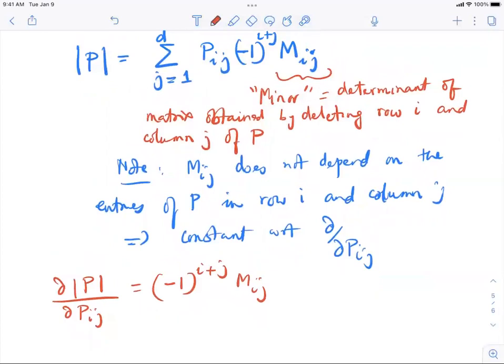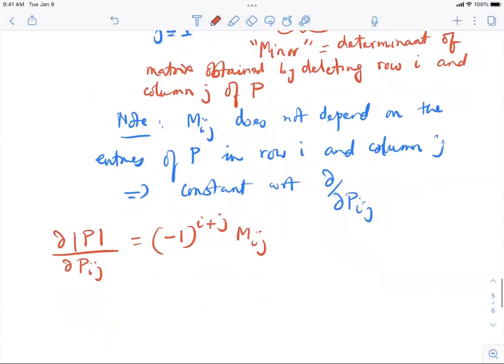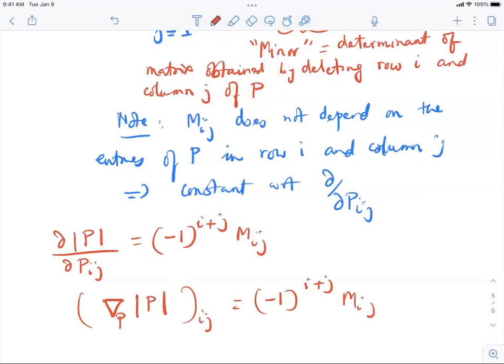For k not equal to j, those have partial derivative 0 with respect to this particular element, right? So what we have shown then is that this is the ijth entry of the gradient of the determinant of P with respect to P. So this is del P of the determinant of P, the ijth entry, which is (-1) to the i plus j times Mij. I'm just rewriting exactly the same thing, right?